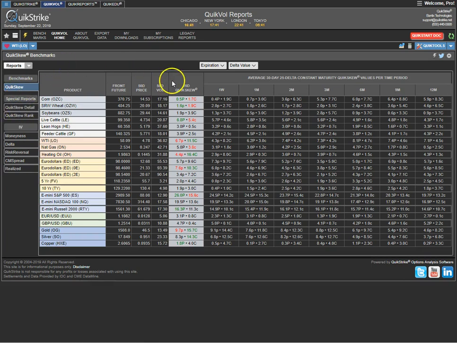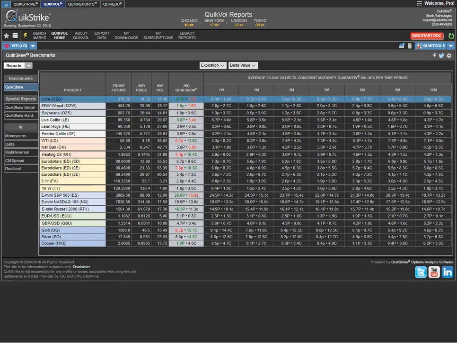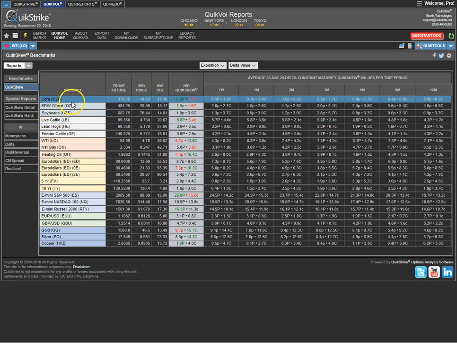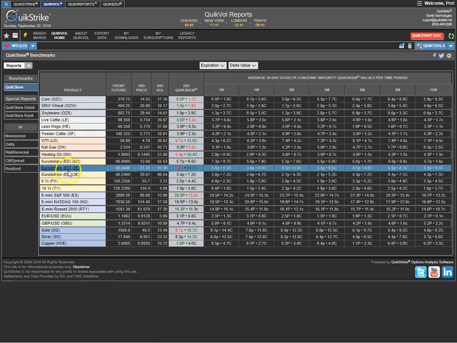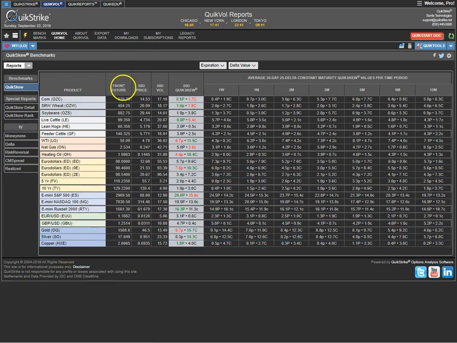So this is a powerful summary tool, because across all our benchmark products, we can start to look and see where there are some potential opportunities given a certain period of time. Let's explain what this is. We have our ags, energy, rates, indexes, currencies, and metals, and we're looking at the front month future contract. We're looking at the 50 delta price and vol for the 30-day constant maturity, and the 25 delta QuikSkew, which we could change to whatever we want.